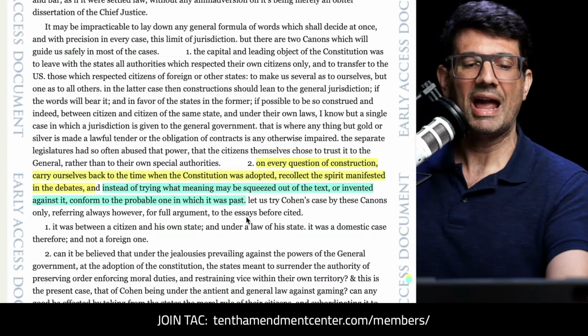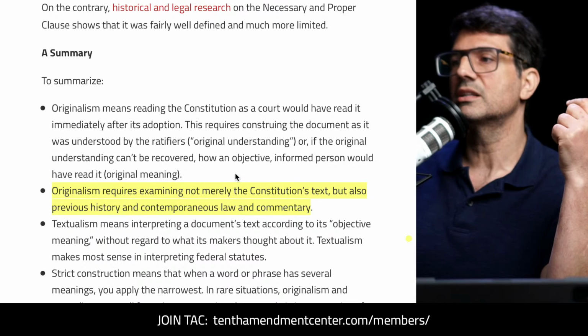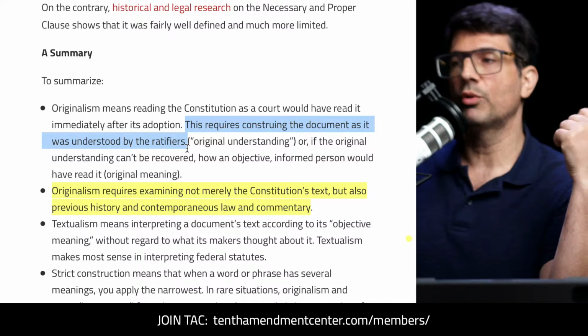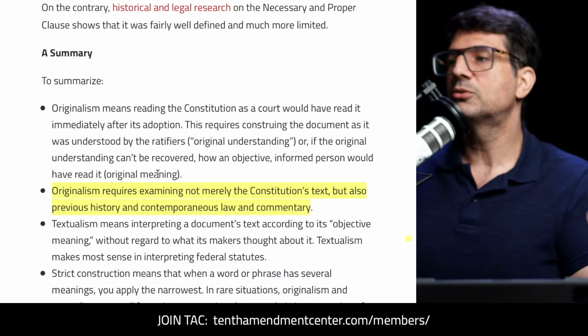And Nadelson sums it up like this. He said, originalism means reading the Constitution as a court would have read it immediately after its adoption. This requires construing the document as it was understood by the ratifiers. That's the original understanding. Or if the original understanding can't be recovered, how an objective, informed person would have read it under the original meaning.